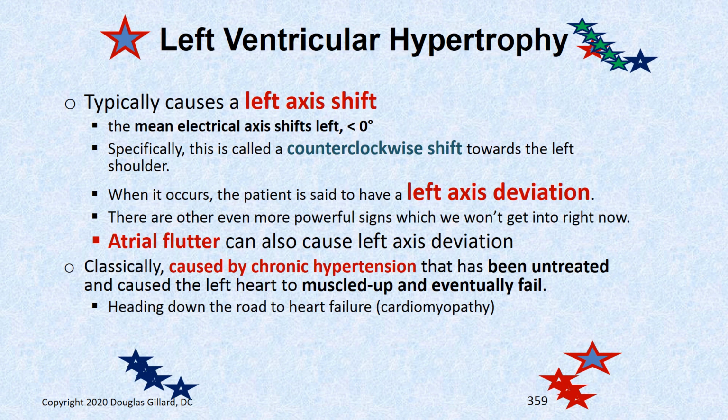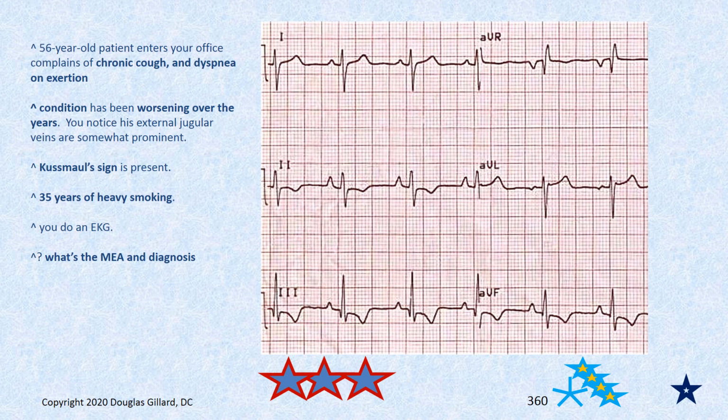Left ventricular hypertrophy typically causes a left axis shift. We already said that. Or a counterclockwise shift, but people aren't going to say that. They're going to say a left deviated axis. Atrial flutter, by the way, can also cause this. Classically, left ventricular hypertrophy is caused by chronic hypertension. For whatever reason, your heart has to pump harder to make pressure normal, and it wears out the heart. The heart gets really muscular for pumping hard, but it can't do that forever. Oh, we're going slow today, aren't we? Let's do another one.